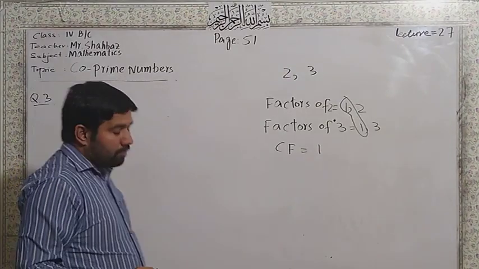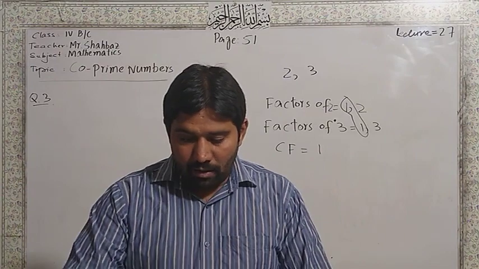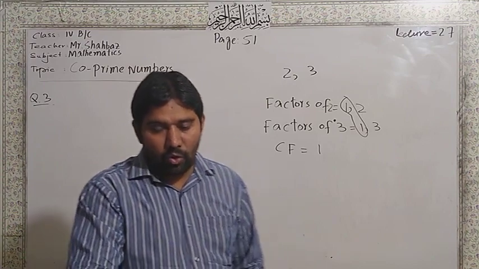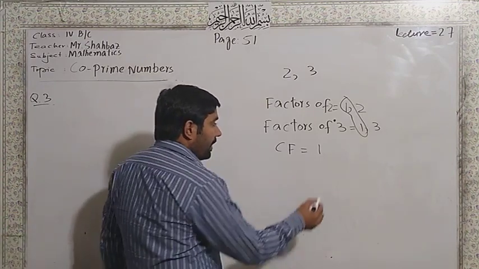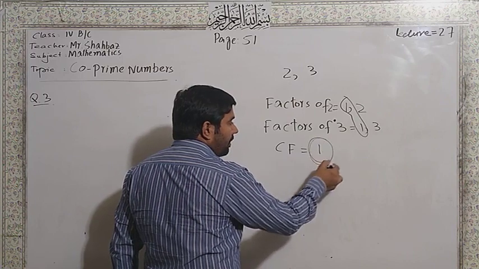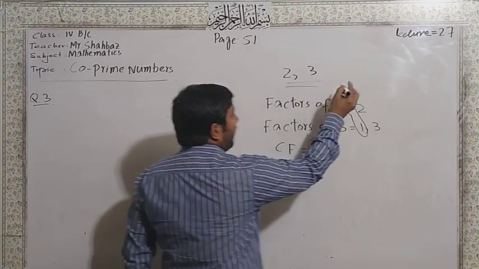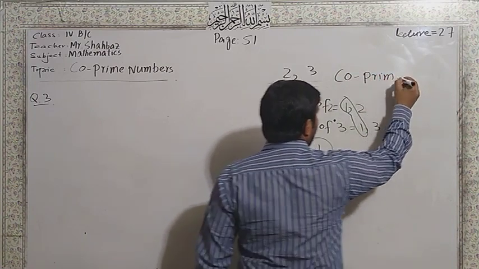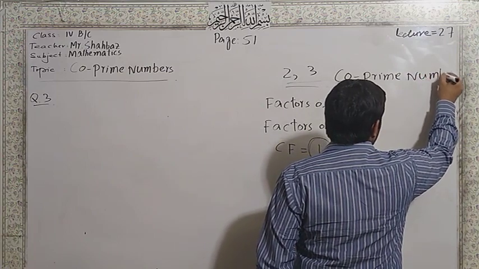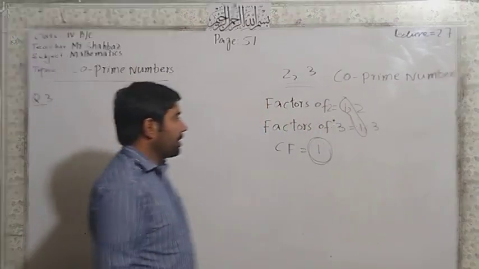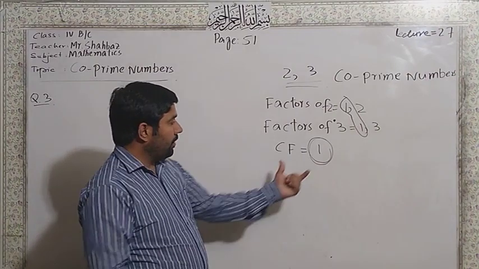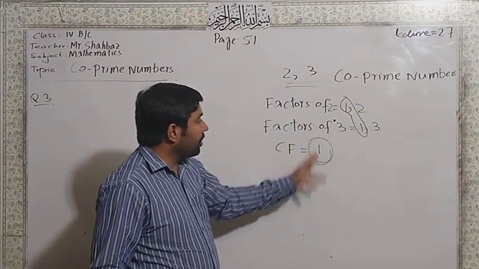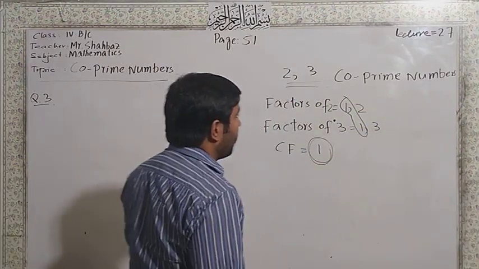So here is the definition of co-prime numbers. Two numbers which have only 1 as their common factor are called co-prime numbers. They have just one common number. Okay, dear students, if they have just one common number, they are called co-prime numbers. If they have more than one, they are not co-prime numbers.